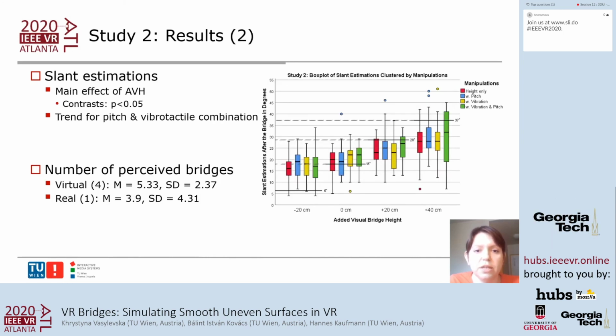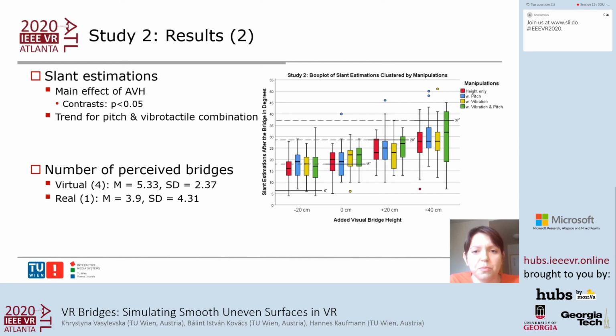For the slant, we had similar results with overestimation for the first two added visual height levels and underestimation for the rest. In the underestimated cases, the combination of vibrotactile and pitch also seemed to improve the estimates, but seldom did they reach the desired levels. Interestingly, in these cases, it is the vibrotactile conditions that performed more similarly to the visuals-only condition.